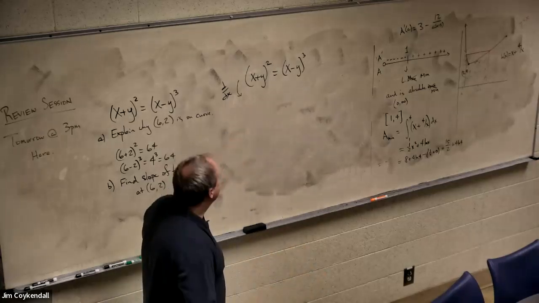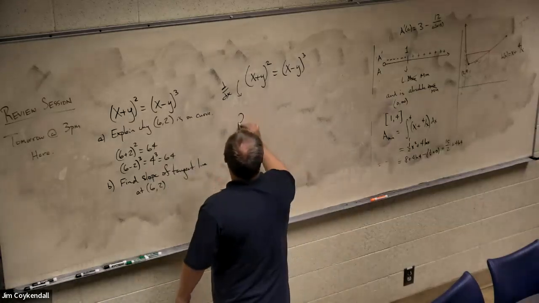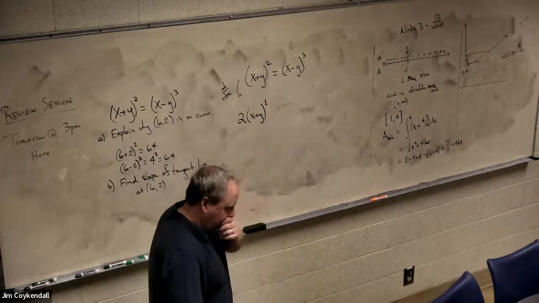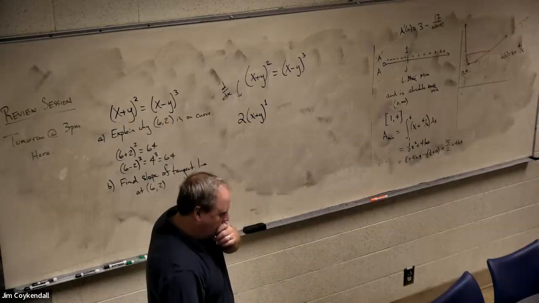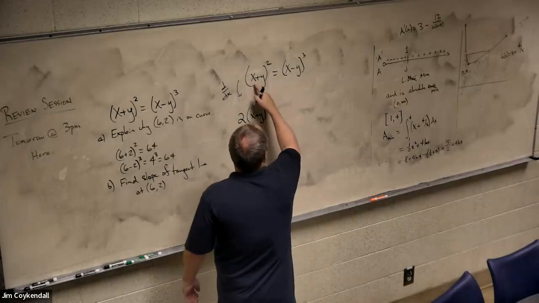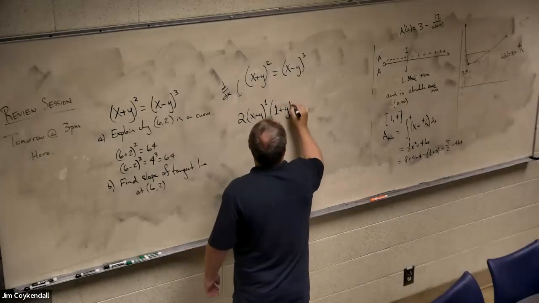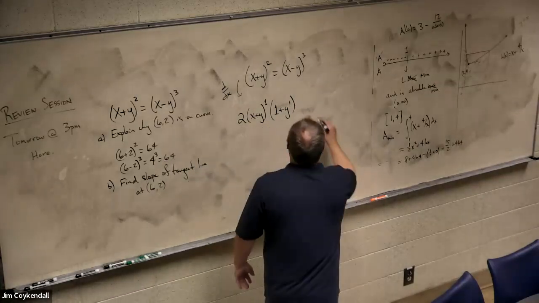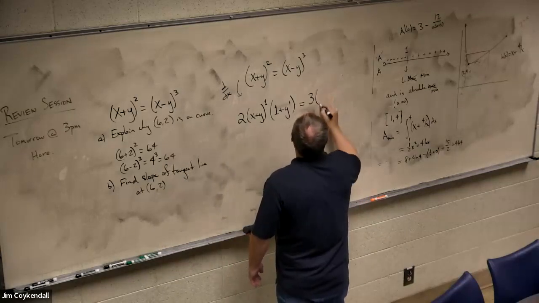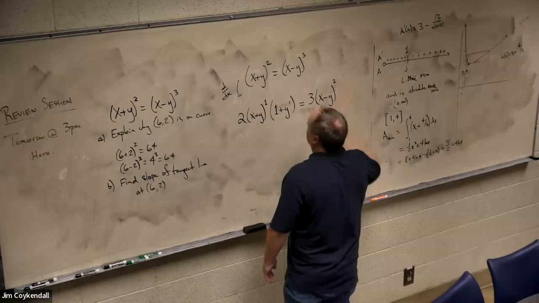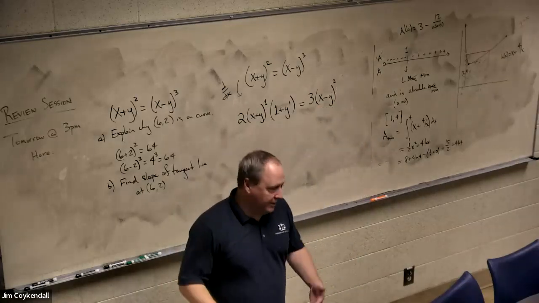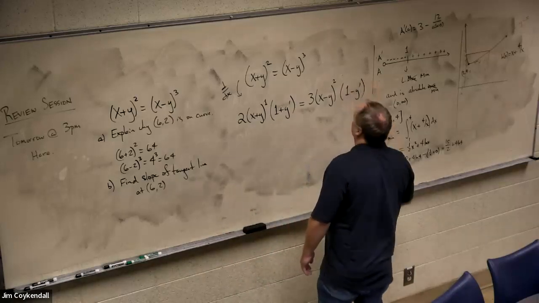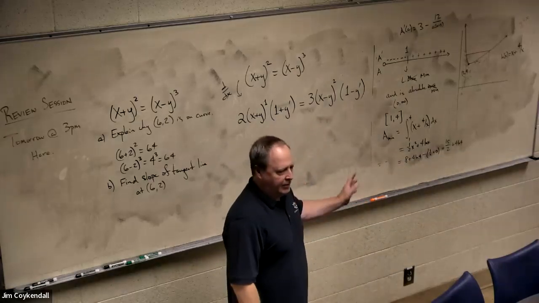Let's just take d/dx of this thing. So we have 2 times (x plus y) to the first power times what? Derivative of what's inside: derivative of x is 1, derivative of y is y prime. Everybody okay with that side? Okay, the right side: 3 times (x minus y) quantity squared, and I go through the same rigmarole with the derivative inside. Everybody see that?